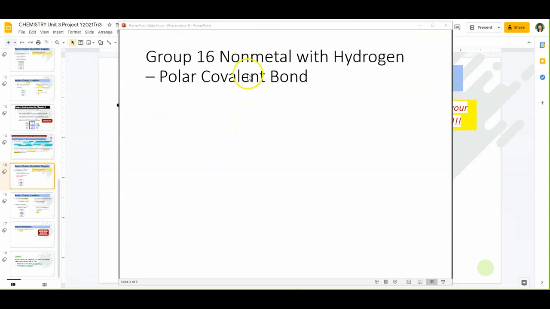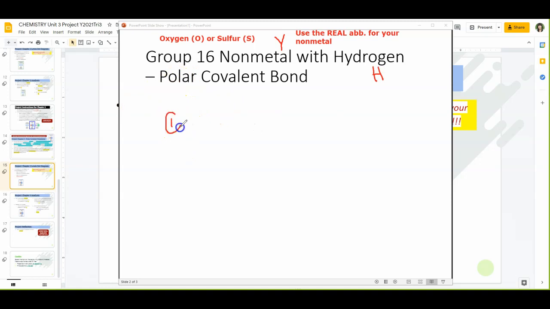Let's go ahead and take a look at group 16. So group 16 nonmetal here. This means that you either chose oxygen or sulfur. And we're going to show how they bond with hydrogen. So I'm going to label our nonmetal as just Y to show you the generic version. Again, you should actually use the real abbreviation for your nonmetal, such as O or S, all right? And then everybody will use H for hydrogen because everybody's bonding with hydrogen in this polar covalent bond.